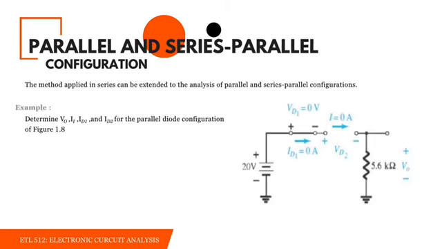Moving on to parallel and series parallel configuration. The method applied in series can be extended to the analysis of parallel and series parallel configurations. Example 1. Determine VO, ID1, and ID2 for the parallel diode configuration of Figure 1.8.